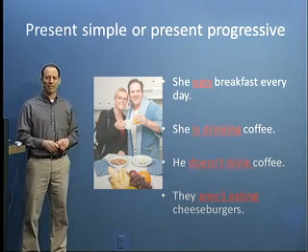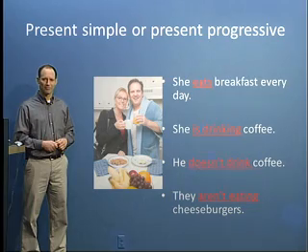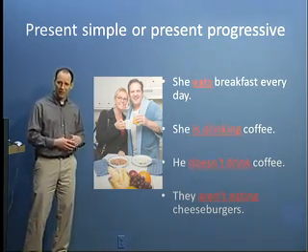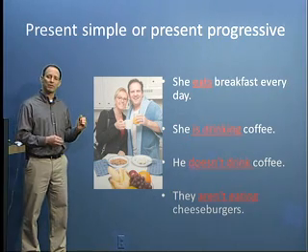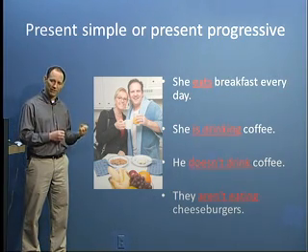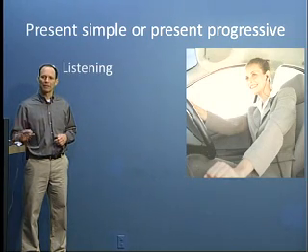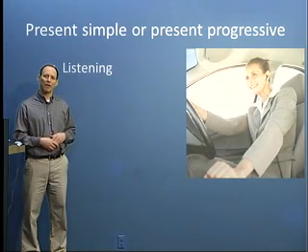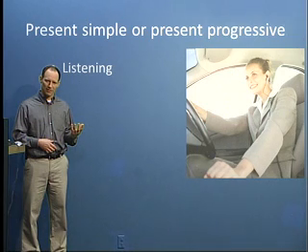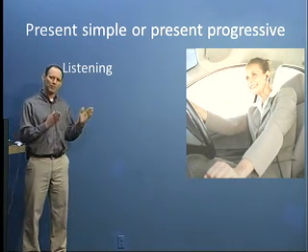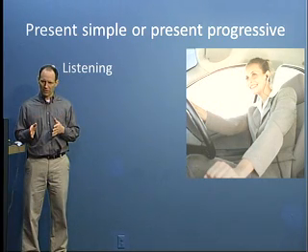He doesn't drink coffee. Present simple. And they aren't eating cheeseburgers. That's negative, and that's present progressive. It has the ing. Let's make it a little more difficult now. I'm going to say a sentence, and I want you to think, is this sentence present simple or present progressive?